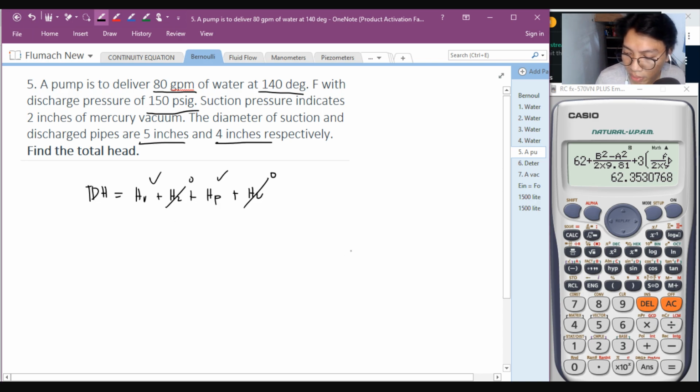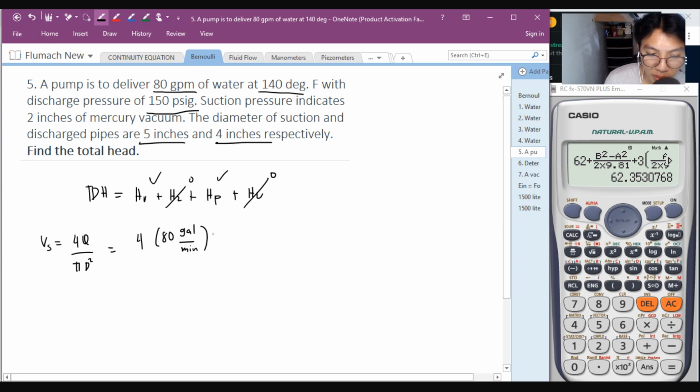Okay, anong gagawin mo dyan? Una, kung gagawin mo dyan, ang gusto ko kasi dyan, hanapin ko muna yung mga velocities. Okay, velocity muna. Velocity at suction, tapos discharge. Suction, velocity. 4Q over pi d squared. Okay. 4 times 80 gallon per minute. Dapat to naka cubic foot per minute. Okay. Gallon per minute. Calculate.